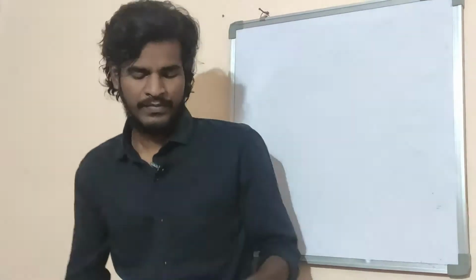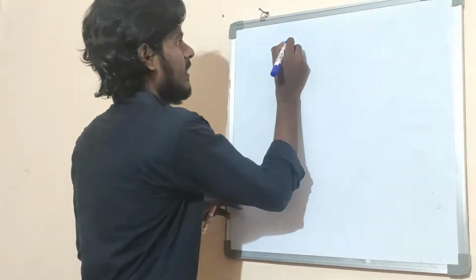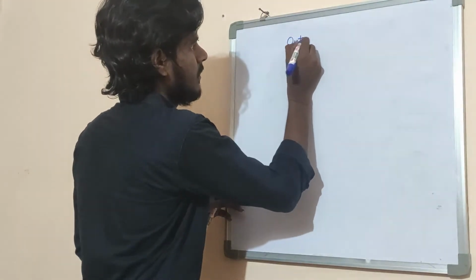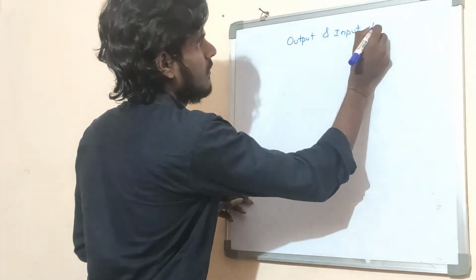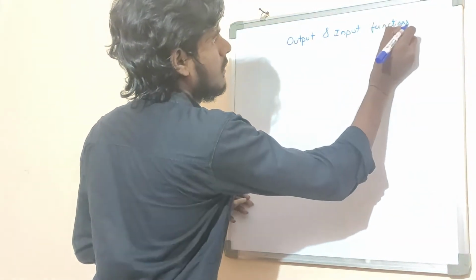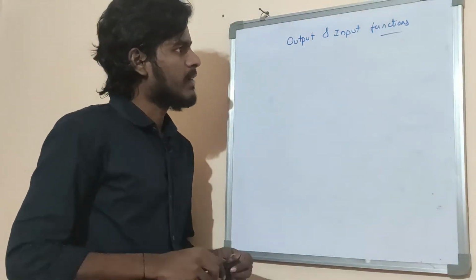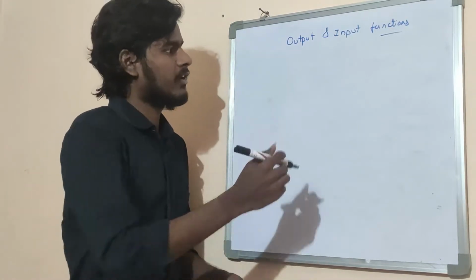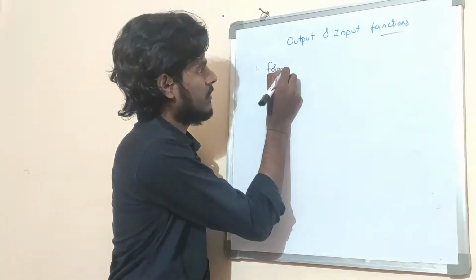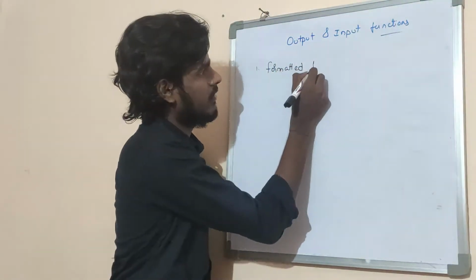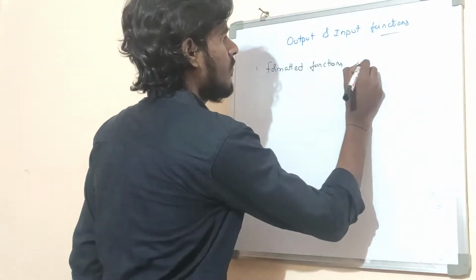Okay friends, what are the various input and output functions in the C language? Our concept is output and input functions in C language. There are two types. The first one is formatted functions, and the second one is unformatted functions.